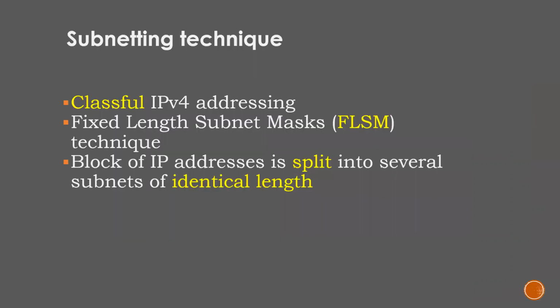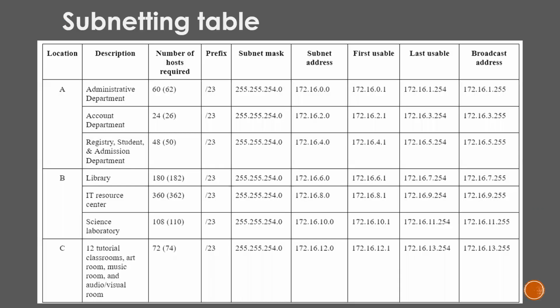The subnetting technique used in this assignment is classful IPv4 addressing, which is also known as the fixed length subnet mask technique, which means the block of IP addresses is split into several subnets of identical length. Therefore, the prefix of each subnet will be the same. Next, this is the subnetting table that shows the address assigned to each subnet, including the subnet address, first usable IP, last usable IP, and the broadcast address. Next, I'll pass on to my teammate to do further explanation.